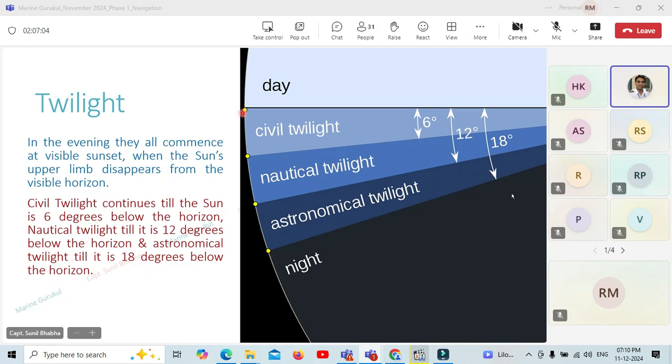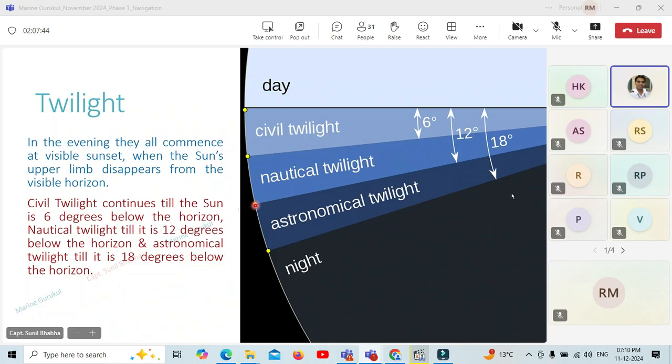The civil twilight continues till the time the sun is 6 degrees below the horizon. At this particular instant, the sun has gone 6 degrees below the horizon. You can see it is represented in the diagram also. The sun is 6 degrees below the horizon, and this is when civil twilight ends. The other two continue. The sun goes further down, and when it is 12 degrees below the horizon, the nautical twilight ends.